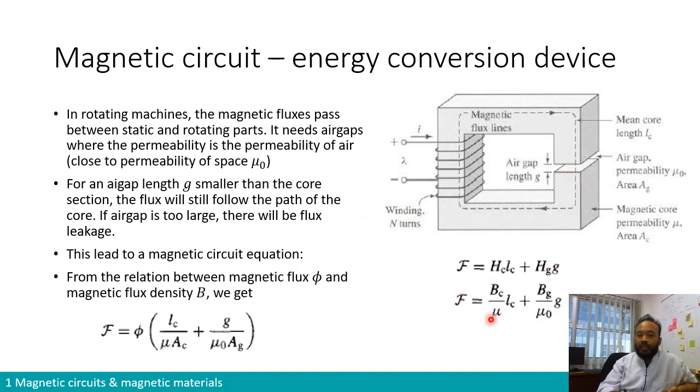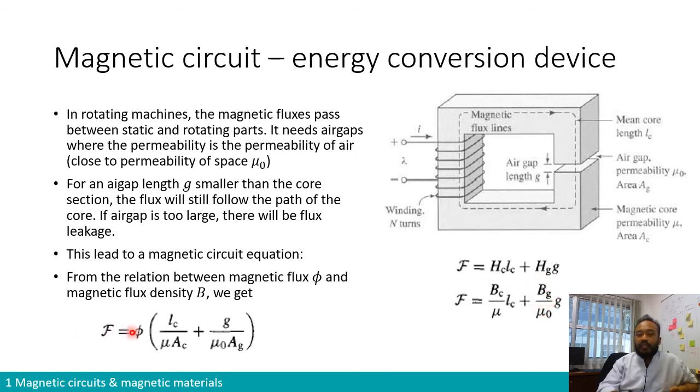So from the equation over here, we know from the previous slide that the relation between flux and magnetic flux density B is B equals flux divided by A, right? So flux equals B multiplied by A. So if we replace B by flux divided by A, imagine you replace Bc by flux divided by Ac, and here flux divided by A will be Ag.